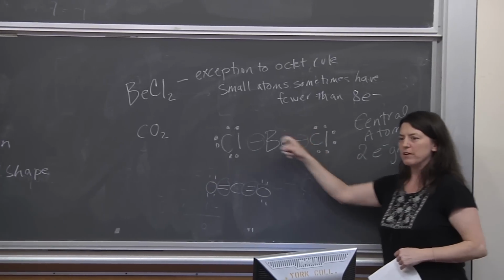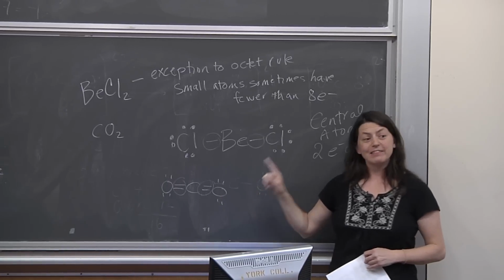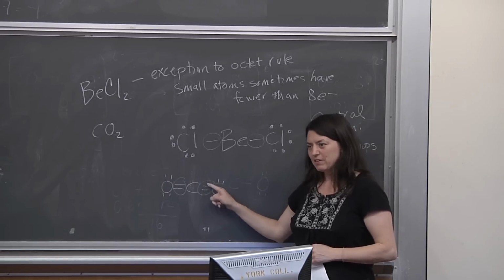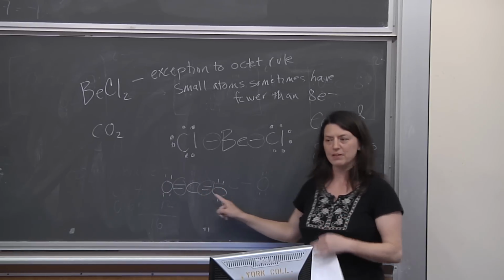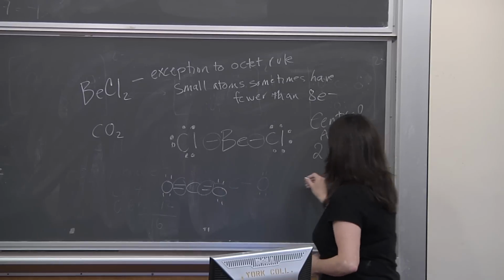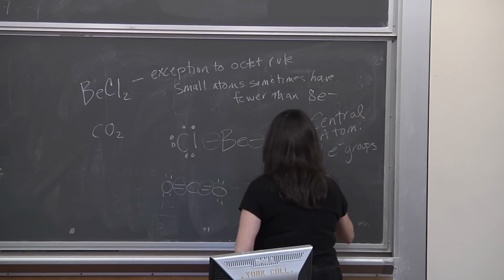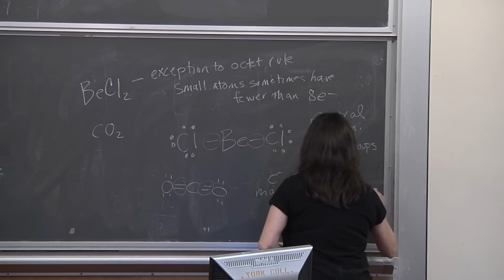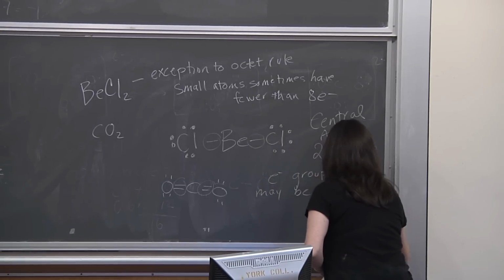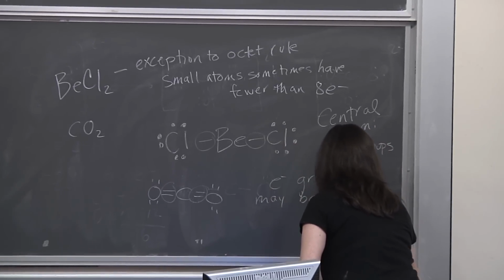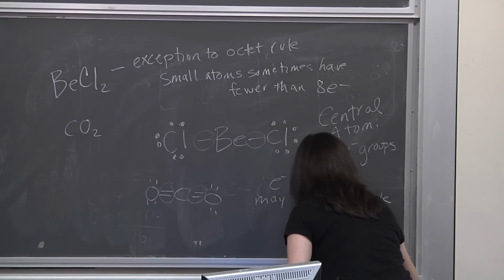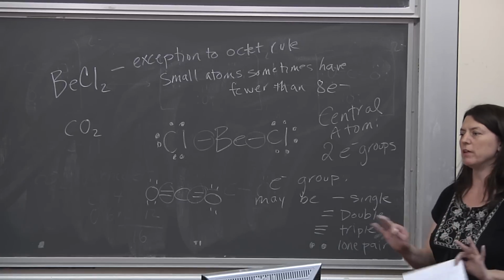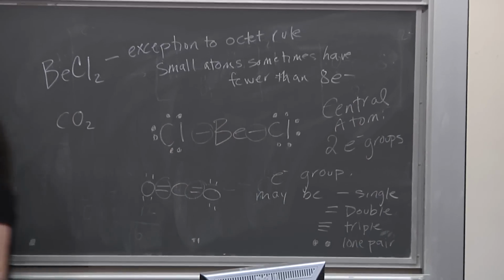This has 1 group over here and 1 group over there. Carbon dioxide has the same situation. I don't care that it's a double bond instead of a single bond, because these 2 are stuck in the same place. They're between the C and the O. Okay? So an electron group may be a single bond, a double bond, a triple bond, or a lone pair. Any one of those things, I'm just going to call an electron group for the purposes of this theory.